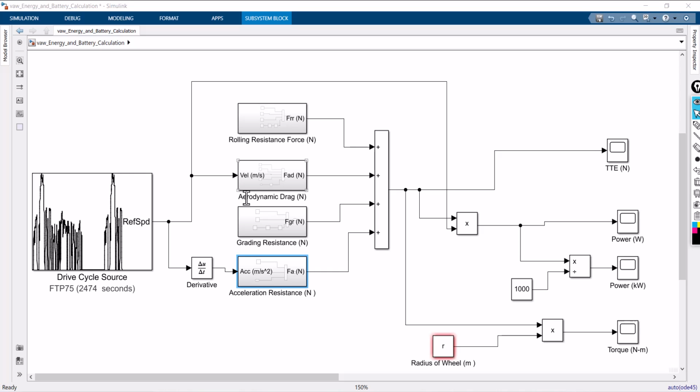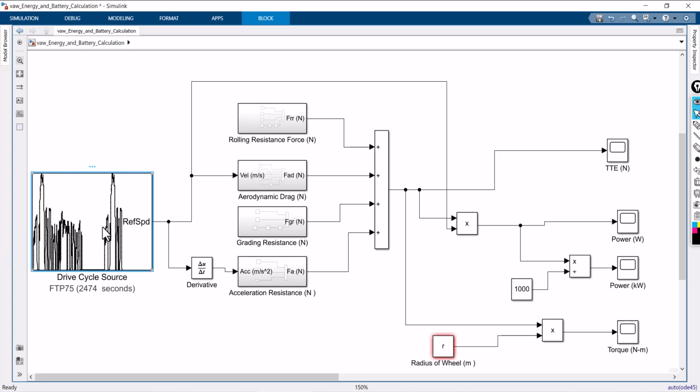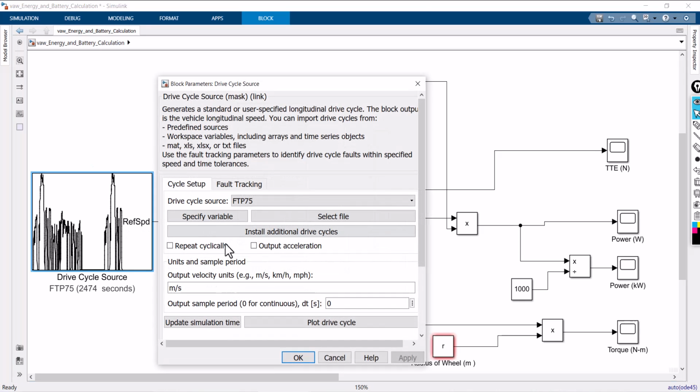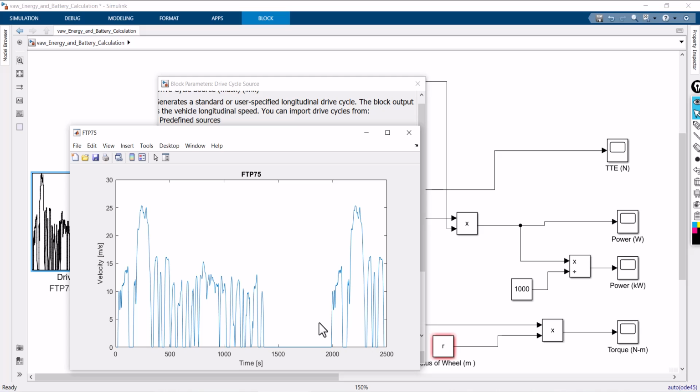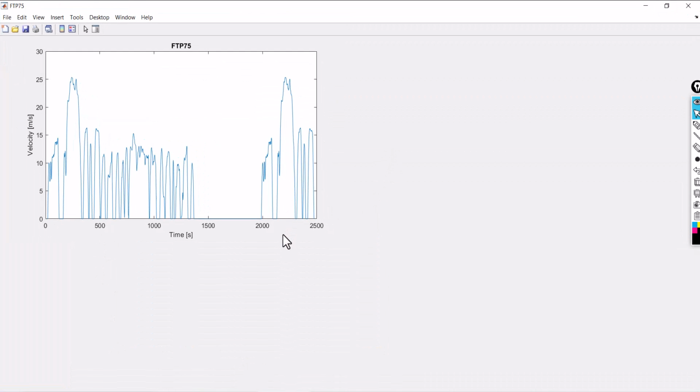This is a US drive cycle source, FTP 75, Federal Test Procedure 75. It has a total length of 2474 seconds. If you want to see the drive cycle source, just double click it and click on plot drive cycle source. This will give you the drive cycle.